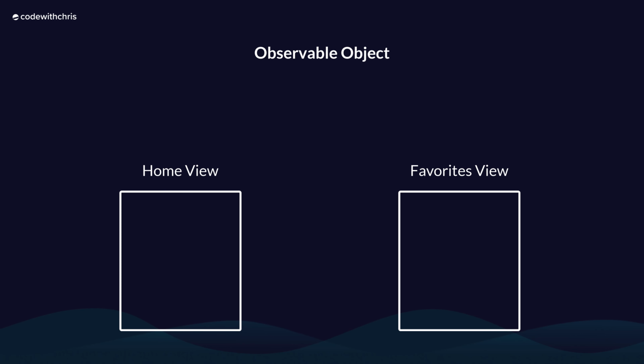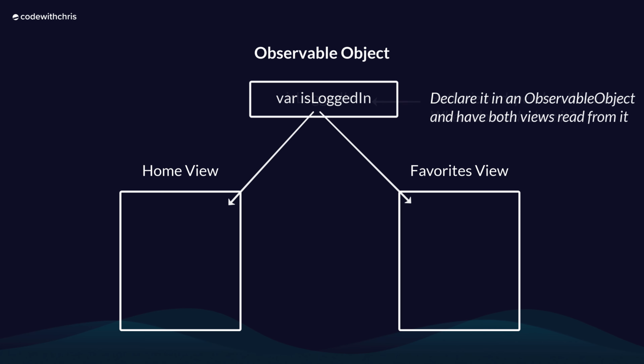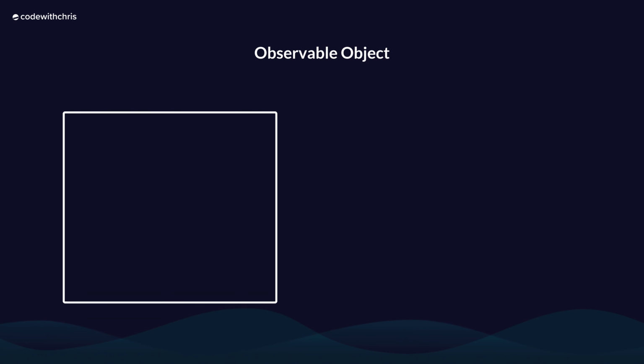Well, sometimes there may be a value or values that multiple views depend on, like a logged in state. So which single view would you declare this state property in? It doesn't make sense to declare this state property in any single view, since multiple views depend on it. So this is where an observable object can come in handy. It can be used to store that state property, which then multiple views can depend on. Let's see how this works.